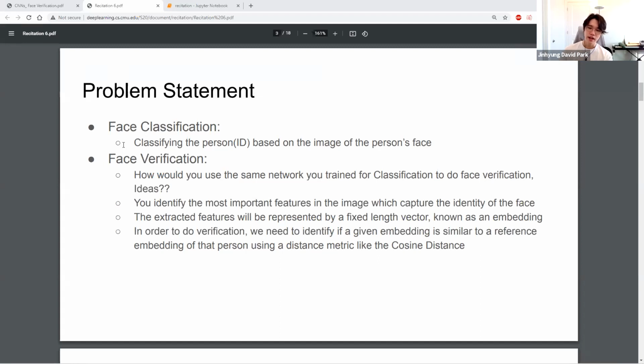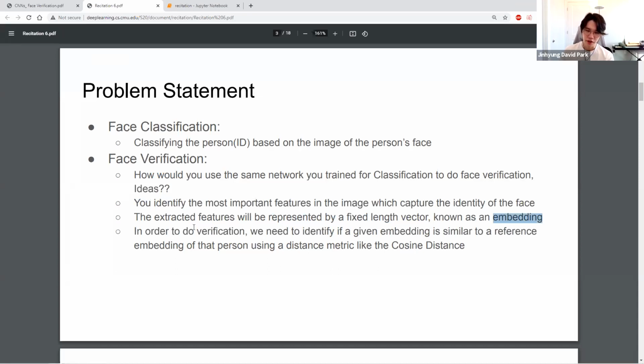So the idea here is that given 2 images, you want to run the exact same CNN on both. And then the goal is to figure out if the 2 images are of the same person or are of different people. So the way you do that is you try to identify the most important features in the image that, as it's written, capture the identity of the face. And the way you do that is you run a CNN on both of them to get a feature vector that summarizes the image, represented by a fixed length vector. And this is known as the embedding.